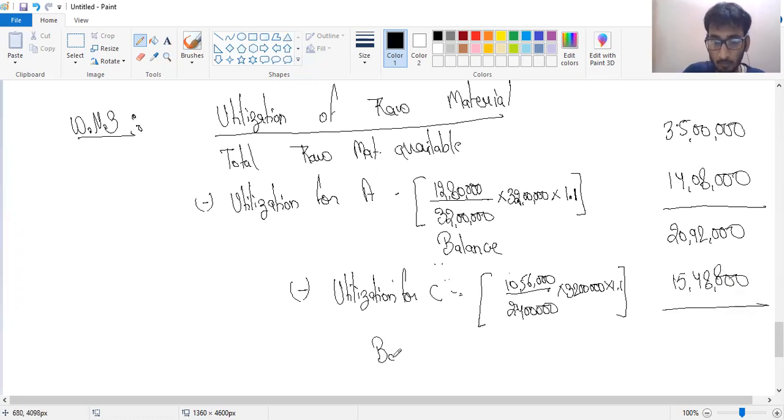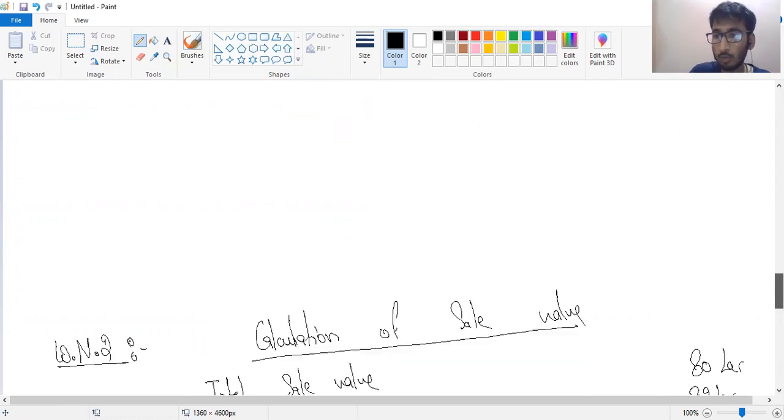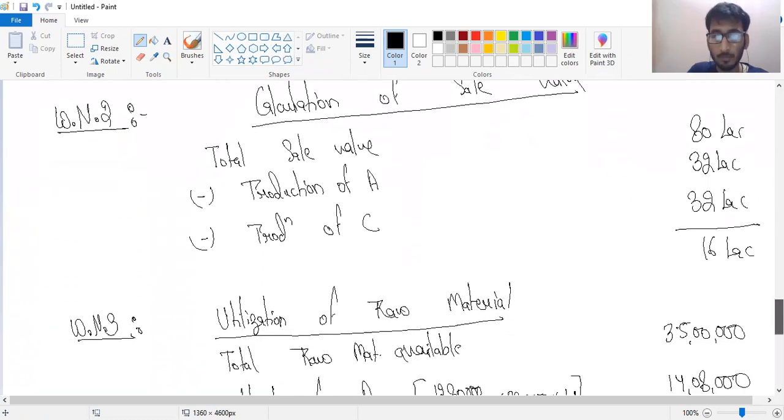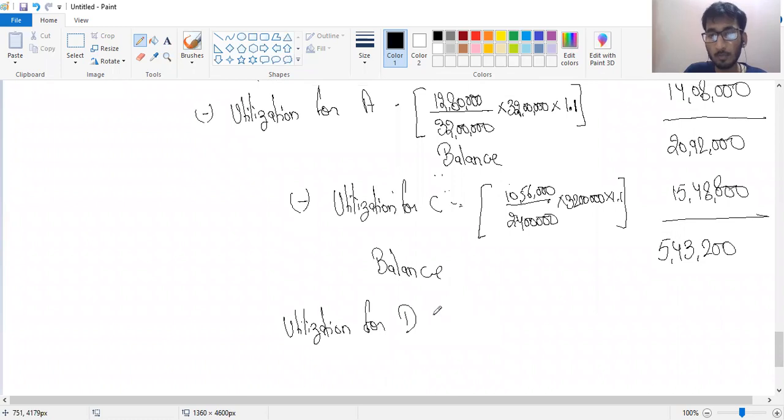Now balance 2092. It would be 543,200. Now utilization for D. Now we'll produce D, right? Because in the ranking at the third position, D will be there. Now we'll produce D. So what would be the utilization for D?